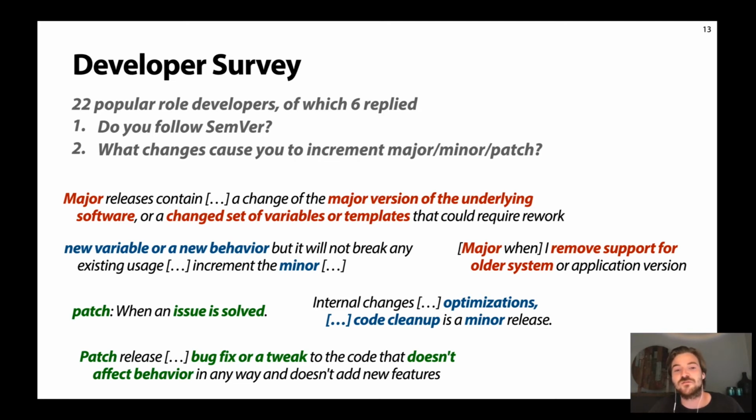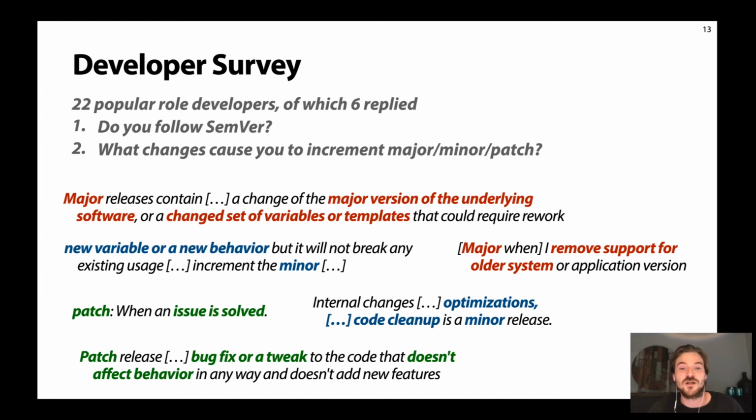And for major versions, we generally find that things like removing variables or renaming variables, removing platforms or changing the type of a variable is considered to be a breaking change. But one of the developers also mentioned that it depends on the feel of it, because they feel like renaming a variable isn't too big of a deal and shouldn't really be a major version.